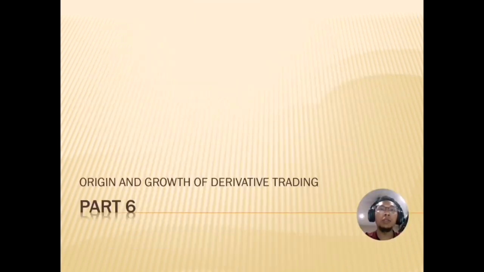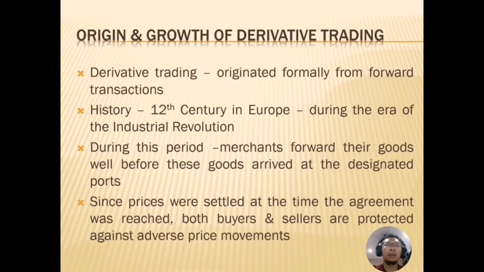Okay, origin and growth of derivative trading. So we will see the history of derivative trading. Derivative trading originated formally from forward transactions. They started in the 12th century in Europe during the era of the Industrial Revolution. During this period, merchants forwarded their goods well before these could arrive at the designated ports.